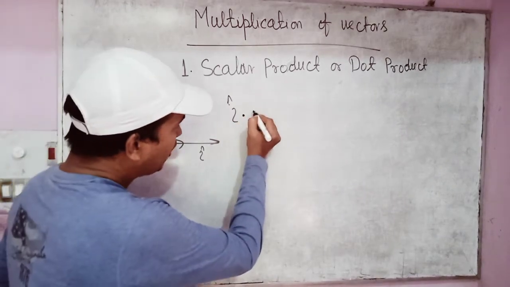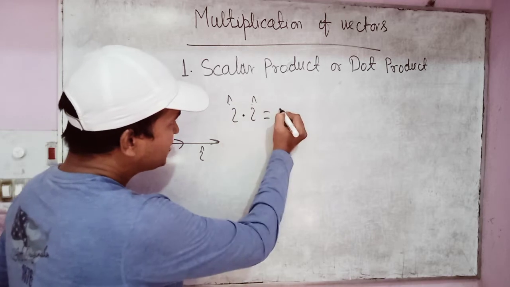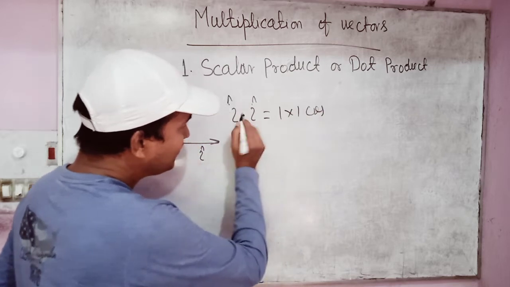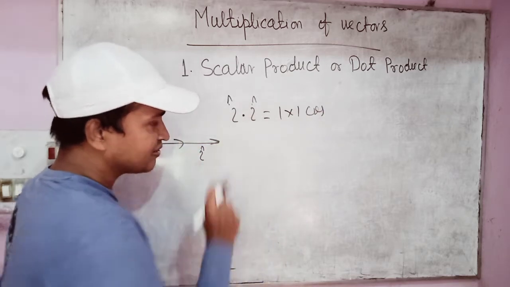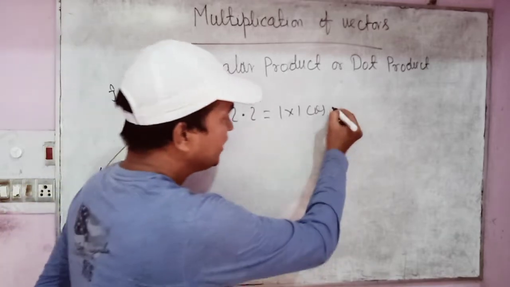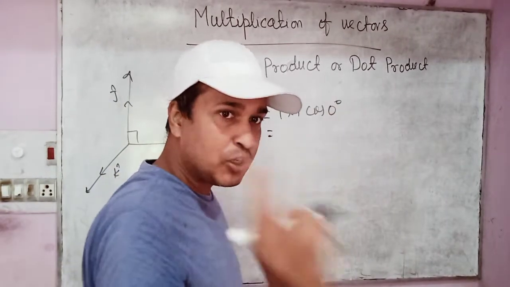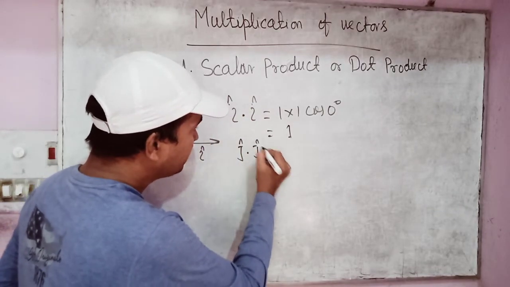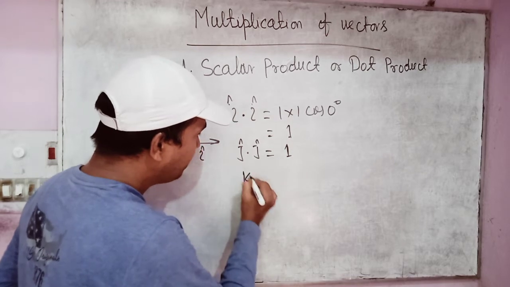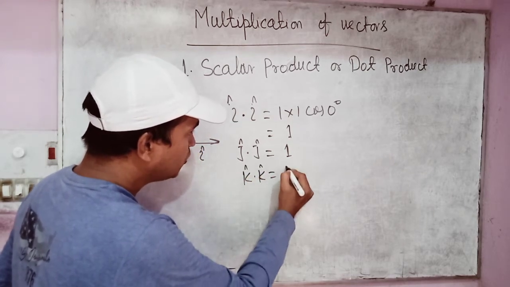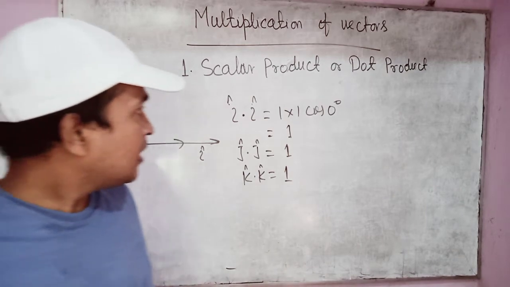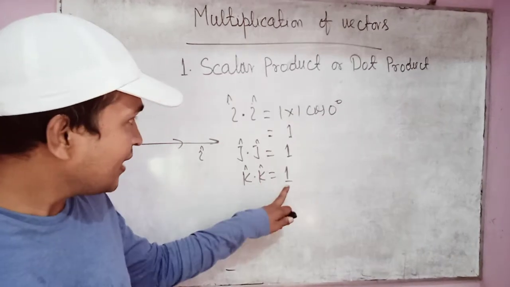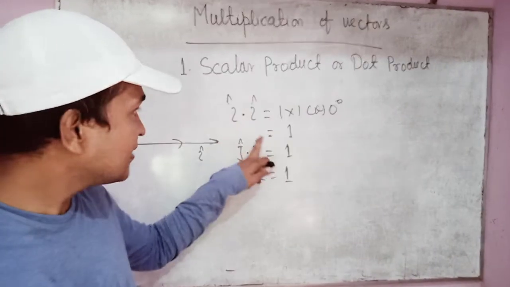So what is i cap dot i cap? The magnitude of i cap is 1 and the magnitude of this i cap is also 1, and cos of what is the angle between these two vectors? These are the same vectors, so the angle between them is 0 degrees, and cos 0 has value 1, so it is equal to 1. Similarly, we can calculate that j cap dot j cap is also 1 and k cap dot k cap is also equal to 1. So we can see that the dot product of unit vectors along the Cartesian coordinate axes is 1 if the unit vectors are the same.